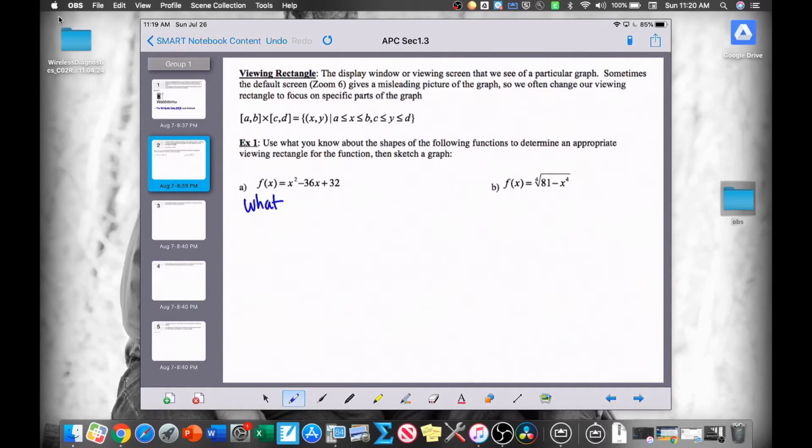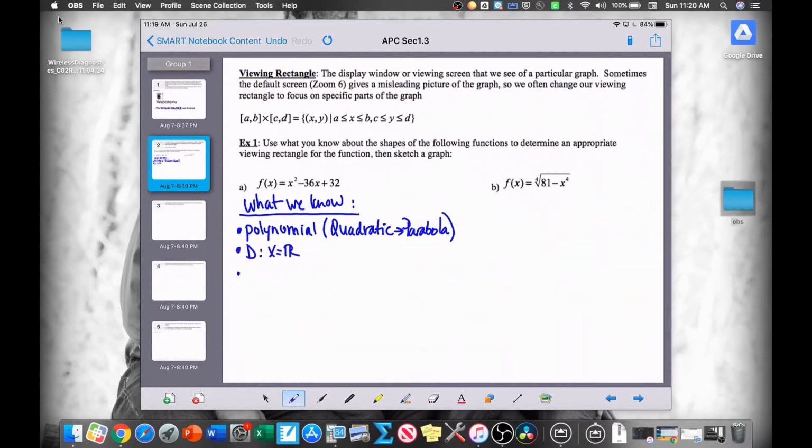All right, so let's start with what we know about this function. Well, I know that it's a polynomial function. I know that it's second degree, so it's quadratic. And hopefully you remember that quadratic functions, when you graph them, make parabolas. I know, based on what I know about polynomial functions, that my domain is going to be all reals.